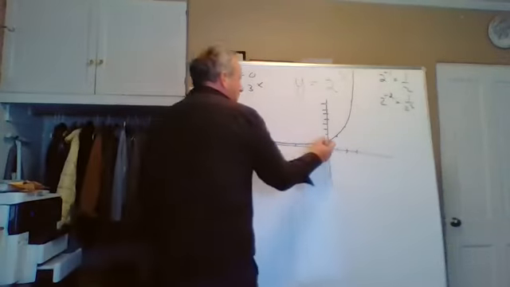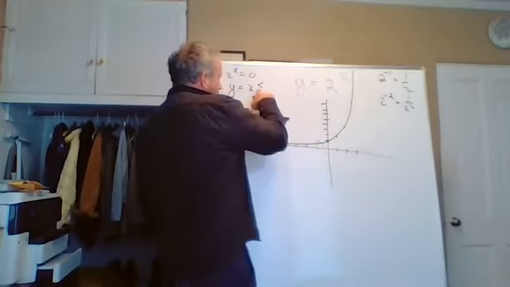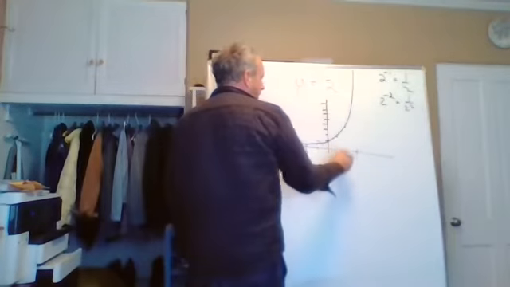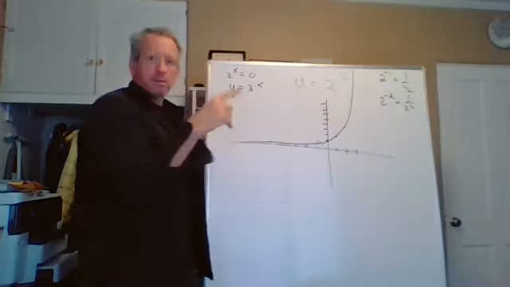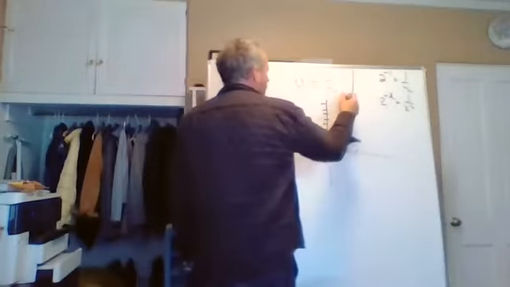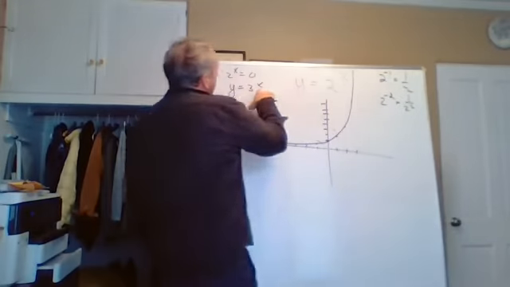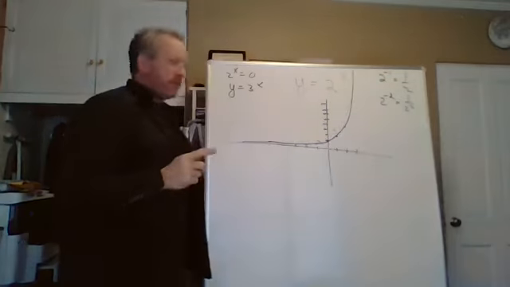Well, when x equals 0, we're right here. When x equals 1, we're up at 3. When x equals 2, we're at 3 squared, 3 times 3, we're at 9. We're already up here. Now when x equals 3, we're at 27. I'm already off the board.